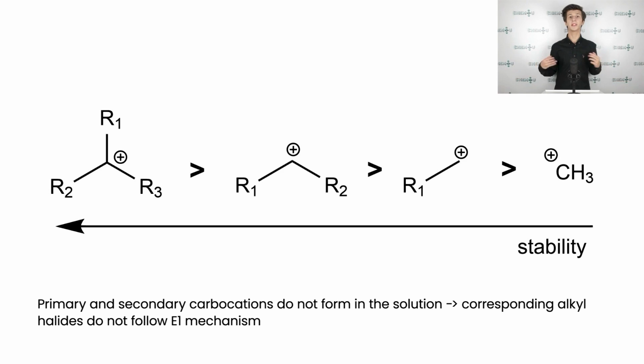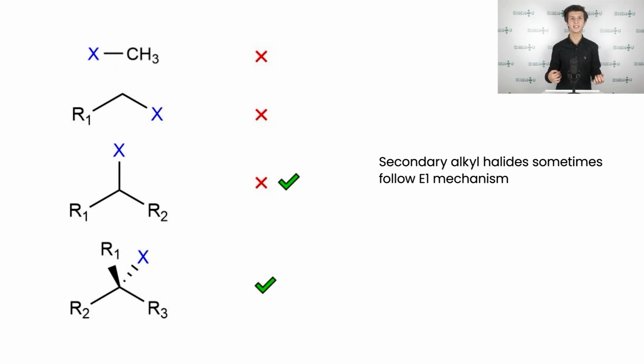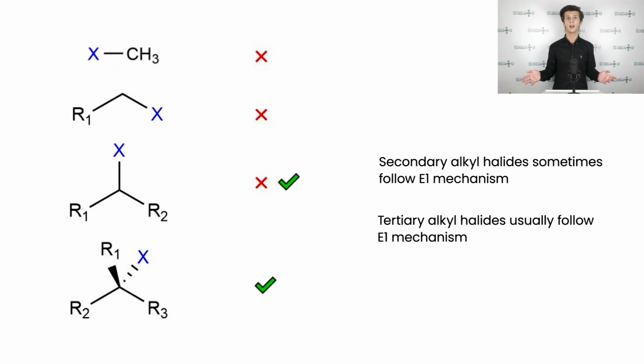According to the scheme presented on the slide, secondary carbocations are more stable than primary, but significantly less stable than tertiary. It means that secondary alkyl halides also literally never follow the E1 elimination mechanism. In contrast, tertiary halides are the best substrates for the E1 mechanism. Until this moment we have discussed only alkyl carbocations. However, there are other types of carbocations.